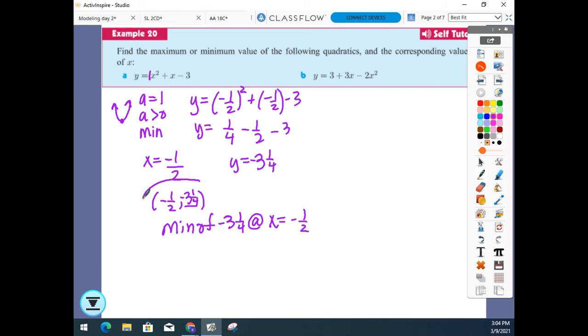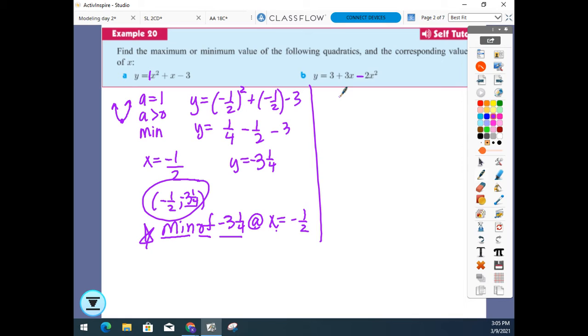So once you find this point, you then want to summarize kind of in a sentence. There's a minimum of the y value at what your x value is. So find your vertex, decide if it's going up or down, then you know if it's a min or a max. All right, be careful with this since it is backwards.